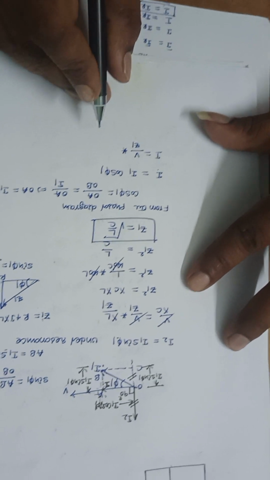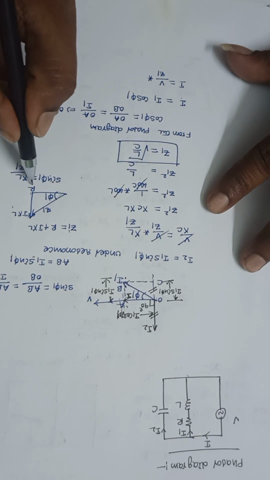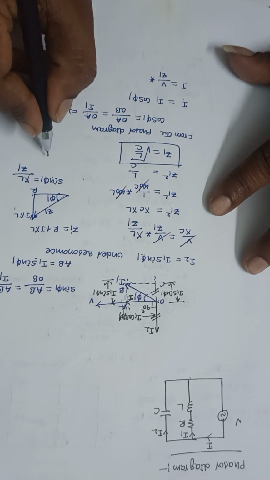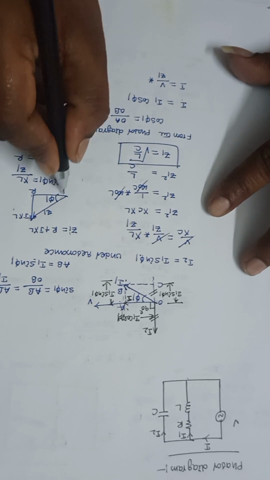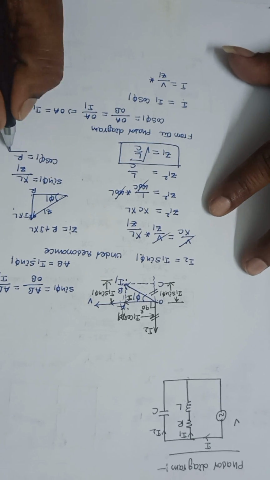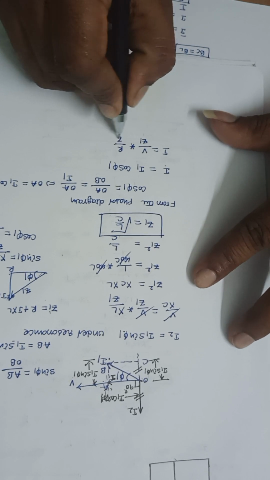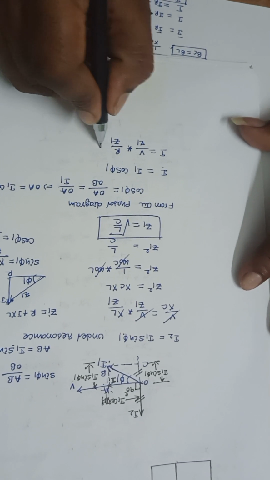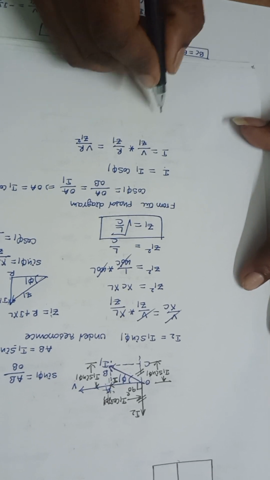Cos phi 1, same circuit. From the circuit, sin phi 1 is equal to XL divided by Z1, and cos phi 1 is equal to R, that is adjacent, divided by Z1. So substitute here, this is R divided by Z1. Now this is equal to V into R divided by Z1 square.